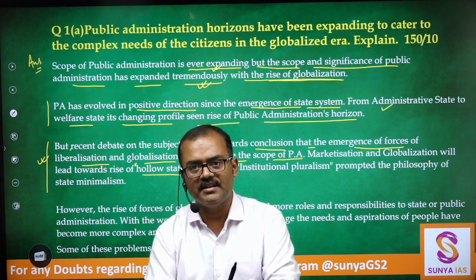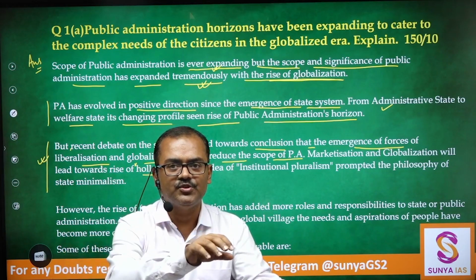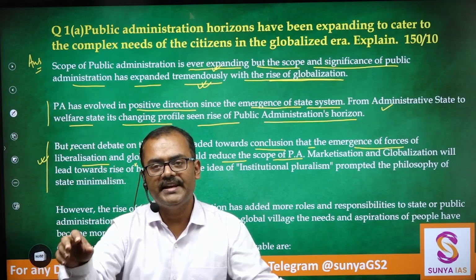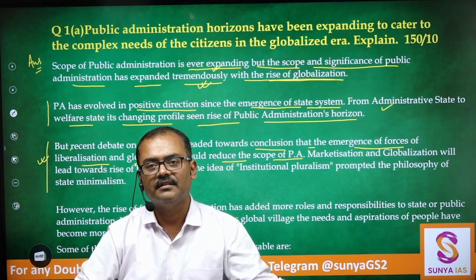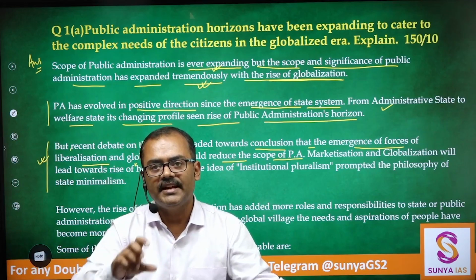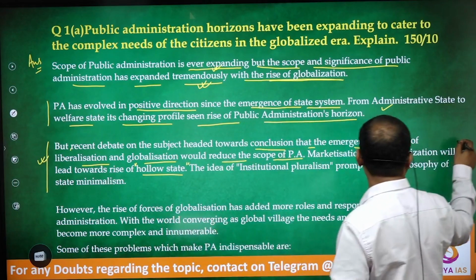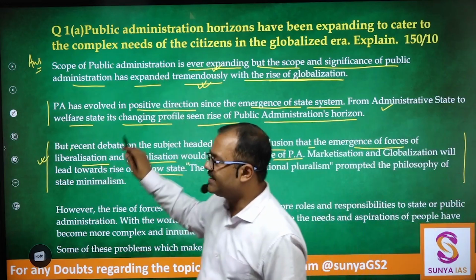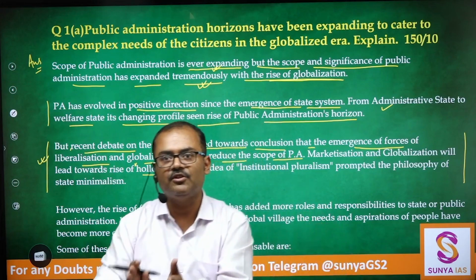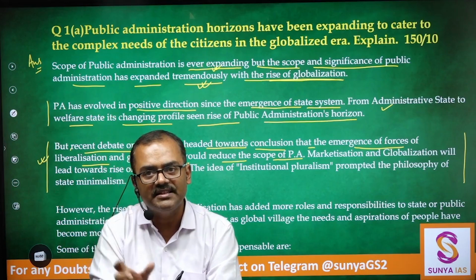Marketization plus globalization combined together shifted the power from government to other institutions, shifted the power and role from public administration to the private sector or non-state actors. Rise of the hollow state: the state will be minimum. This was the general argument, the general discussion. So we made it clear, but the recent debate on the subject headed towards the conclusion that public administration is reducing in scope, its horizon is decreasing.